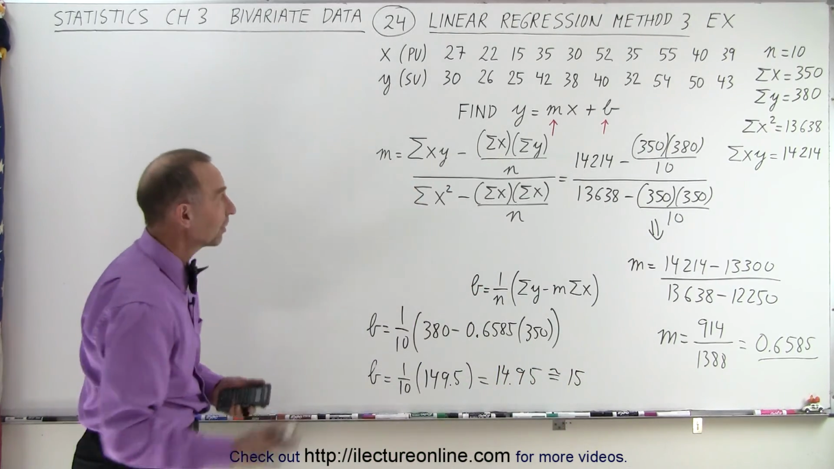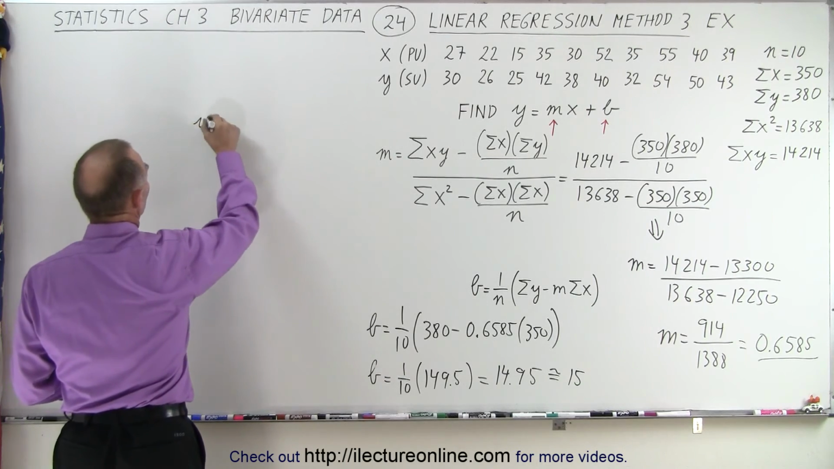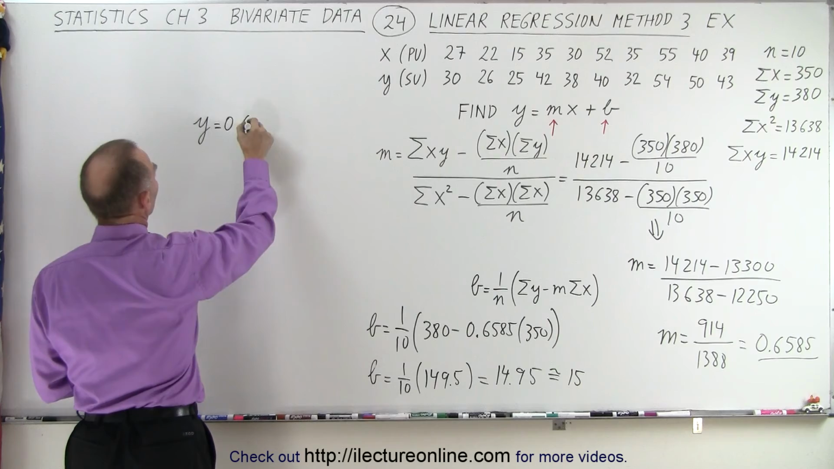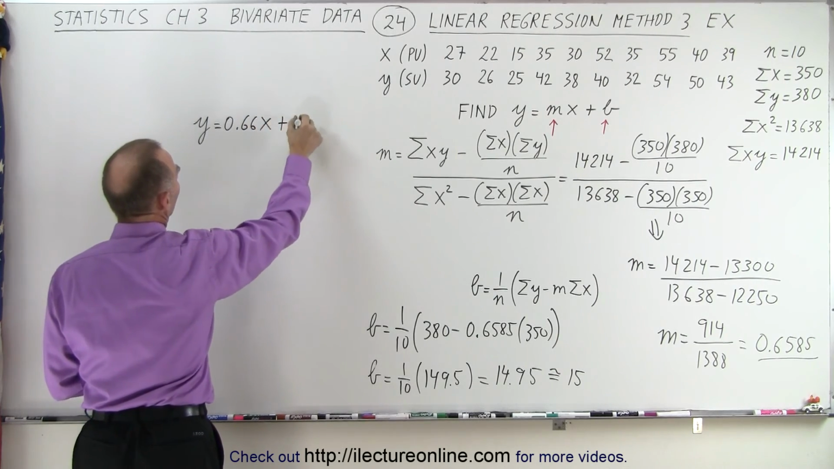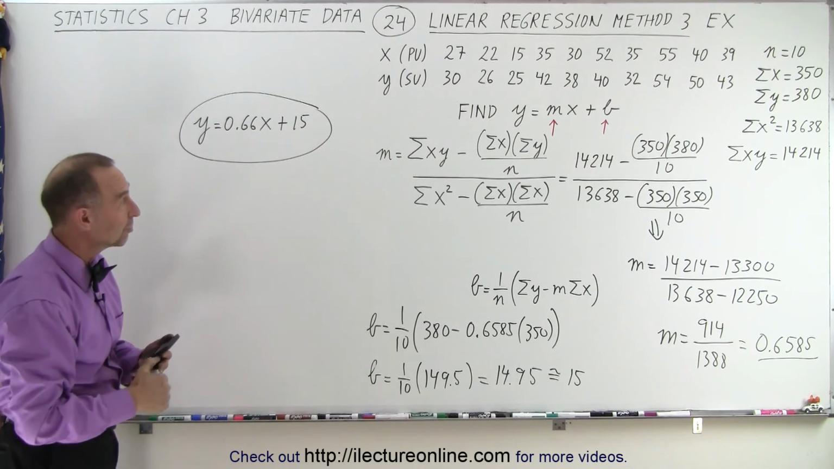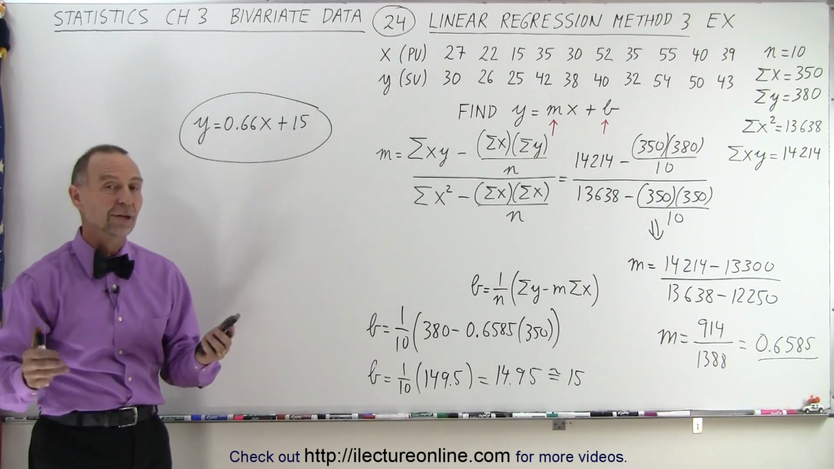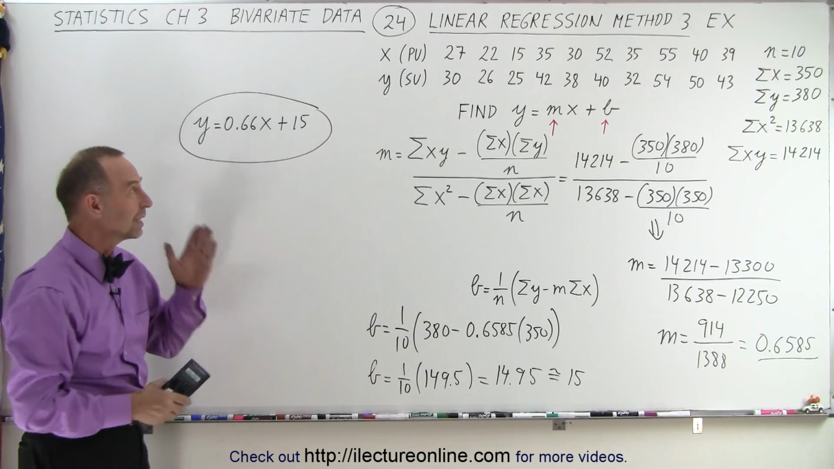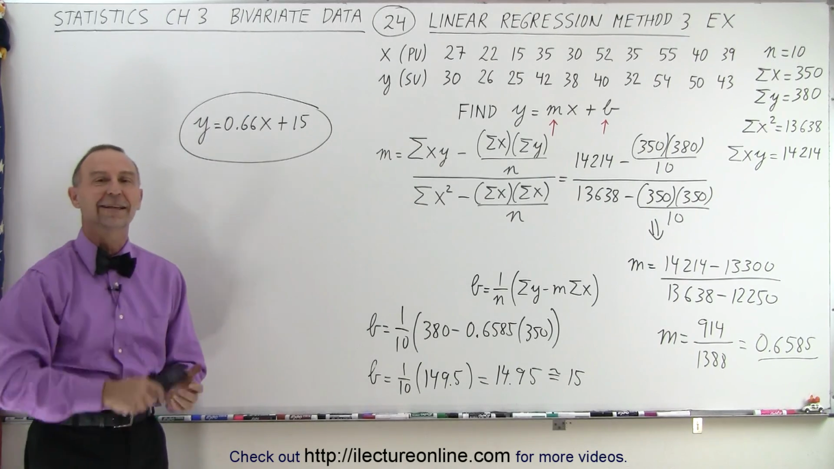And then plugging those values into the equation, we're looking for y is equal to m, which is 0.66, times x plus 15. And again, it looks like we found the correct equation in all 3 cases. So there you are, 3 different methods to find the right equation, the correlation between the x and the y values, and that is how it's done.